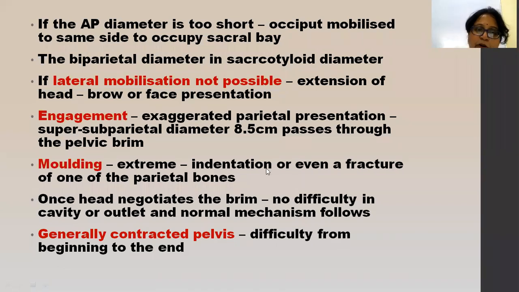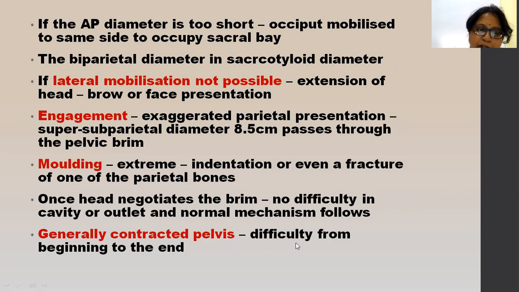Next, extreme molding is seen, with indentation or even fracture of one of the parietal bones. Once the head negotiates the brim, then there is no difficulty either in going through the cavity or the outlet, and the normal mechanism of labor will follow. That is, descent with internal rotation, and after internal rotation, there is birth of the head, and after the head, there is restitution, next external rotation and birth of the shoulders, and next birth of the trunk by lateral flexion. So all this mechanism will take place in order once the head negotiates the brim.